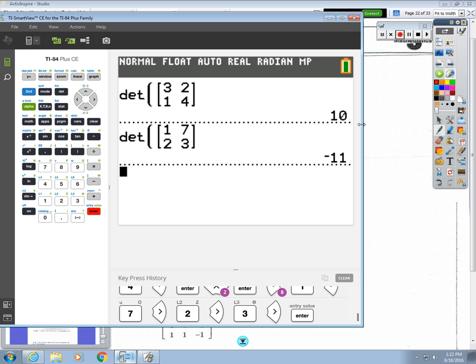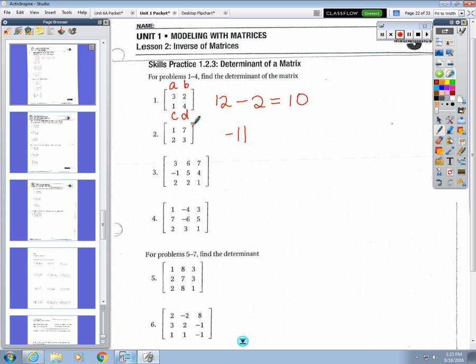And you get negative 11, which is what you would have got by hand, because 1 times 3 is 3, 7 times 2 is 14, 3 minus 14 is negative 11. Okay, now number 3, we're not going to learn it by hand. We're just going to do it in the calculator.